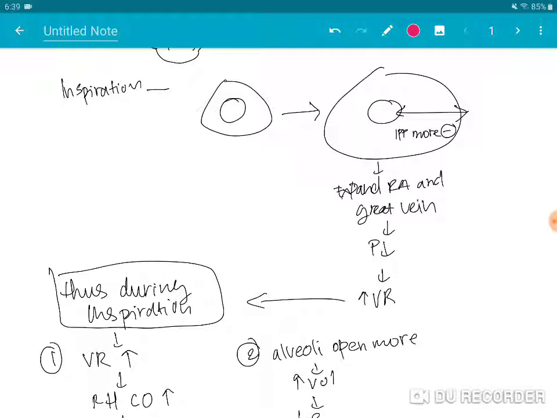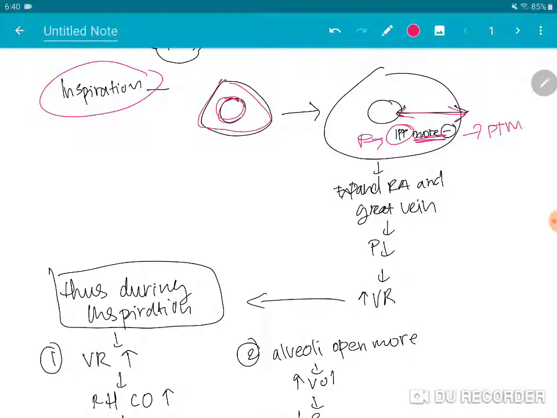All right. So what happens during inspiration? During inspiration, imagine again, this is the chest wall, and the structure contained inside the chest wall here. During inspiration, the chest wall will expand, right? The chest will expand. So the pressure between them, the pressure here, will become more negative. So when the IPP becomes more negative, that means the PTM has a more positive value, right?